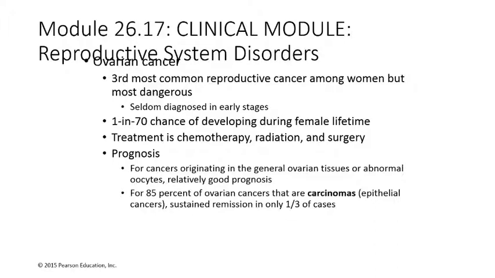Ovarian cancer, third most common reproductive cancer, but most dangerous because it's rarely diagnosed early. This is the problem with ovarian cancer, whereas with breast cancer, one can feel the lumps. Testicular cancer, you can feel the lumps. There's really no signs until it has obviously spread, and this is about a 1 in 70 chance of developing during a female's life. So it's not as common as breast cancer, but certainly not terribly rare. The problem is that, like I said, it's already spread, and the prognosis can be poor if it's not caught early.